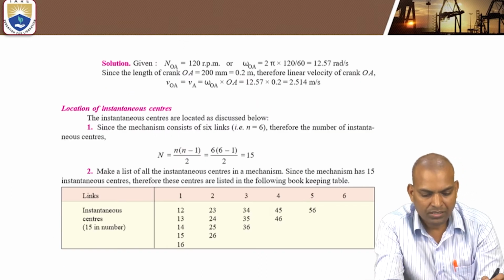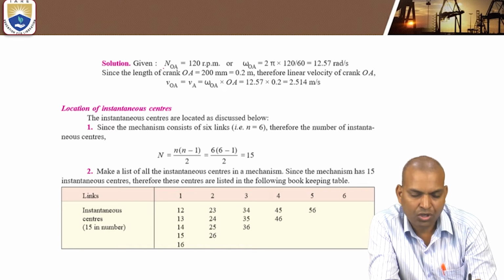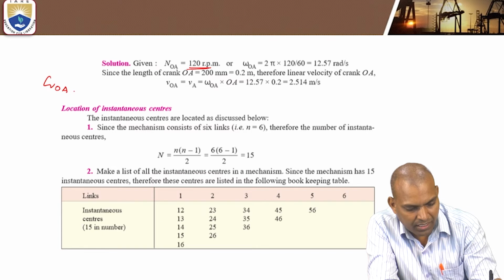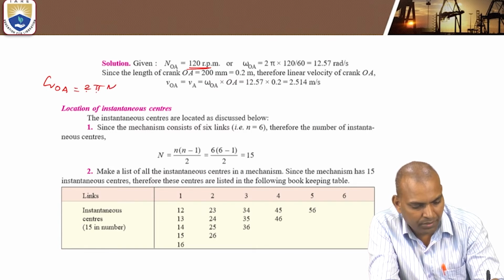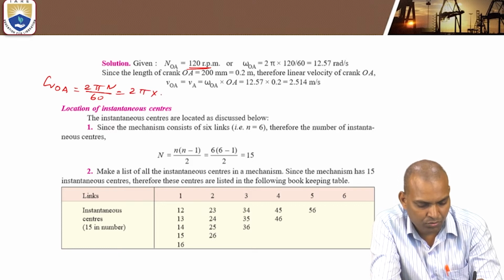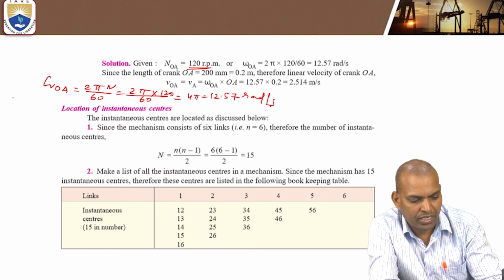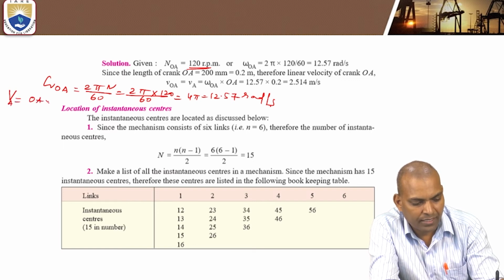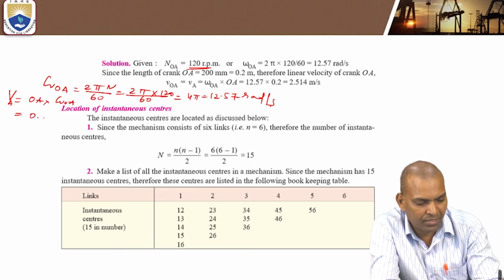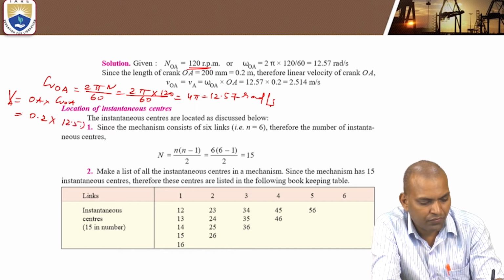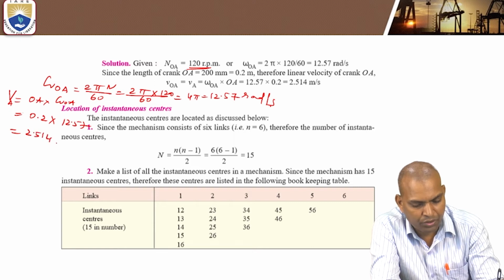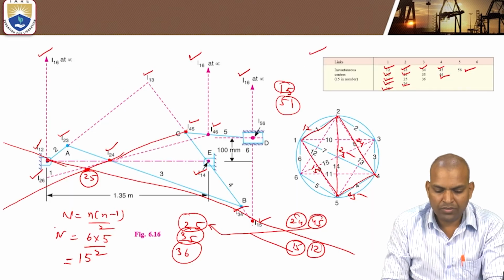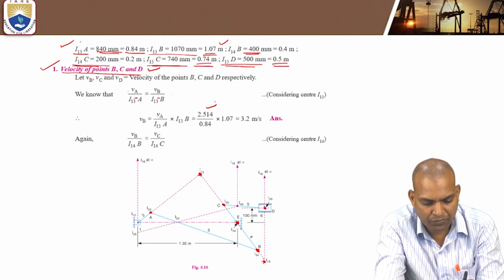The given information is that the link OA has a constant speed of 120 revolutions per minute. That is omega OA equals 2 pi N by 60. That is 2 pi times 120 by 60, that is 4 pi, which equals 12.57 radians per second. Then, after knowing omega OA, VA equals OA times omega OA. OA is 200 millimeters, that is 0.2 meters, times 12.57, which comes to 2.514 meters per second. We know the velocity of point A, that is 2.514.